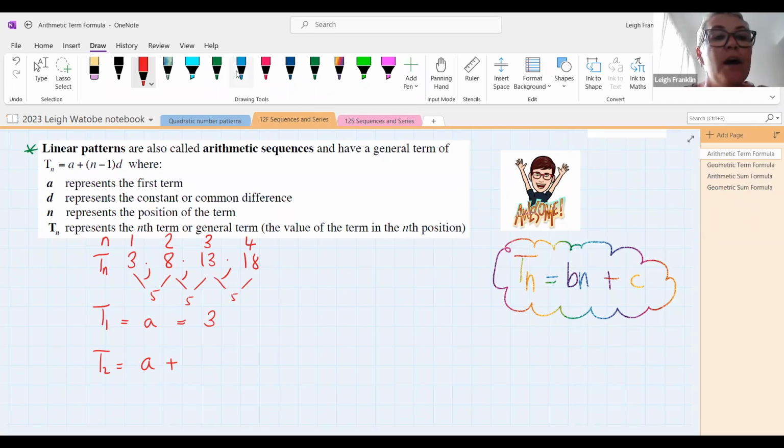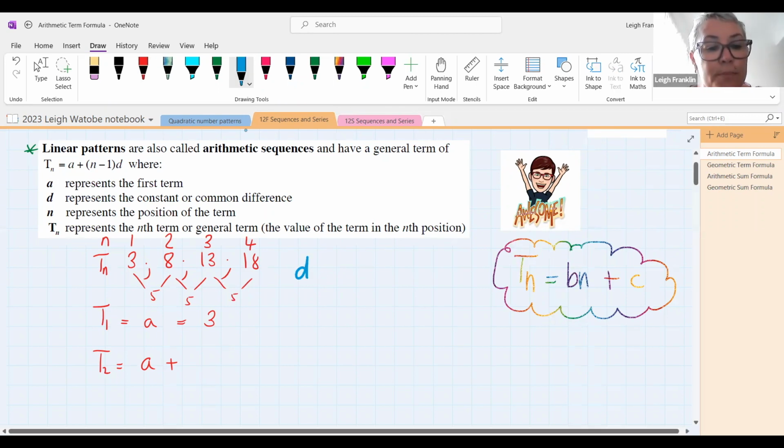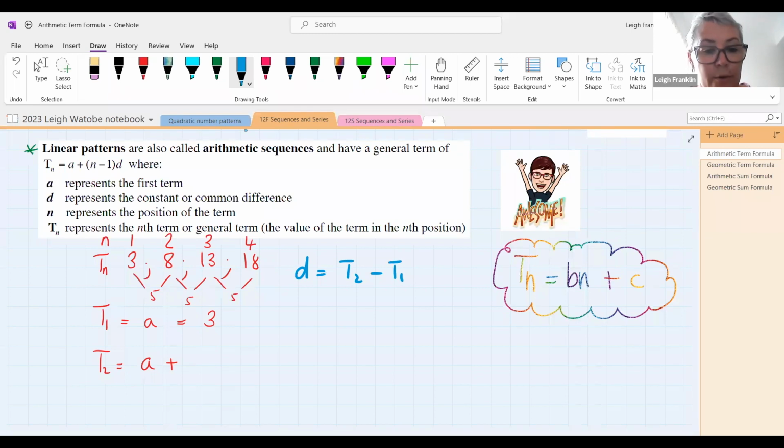Remember, we calculate the difference between terms by taking term 2 and minusing term 1, or taking term 3 and minusing term 2. So in this case, we would say 8 minus 3, or 13 minus 8, or 18 minus 13, and we would get a difference of 5. Okay, so back to this.